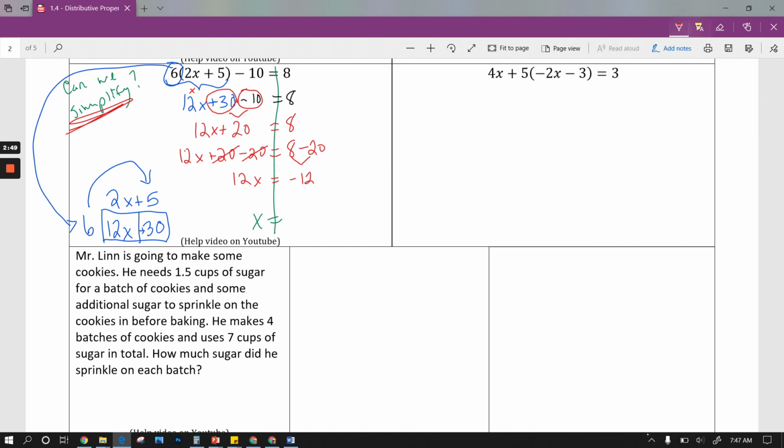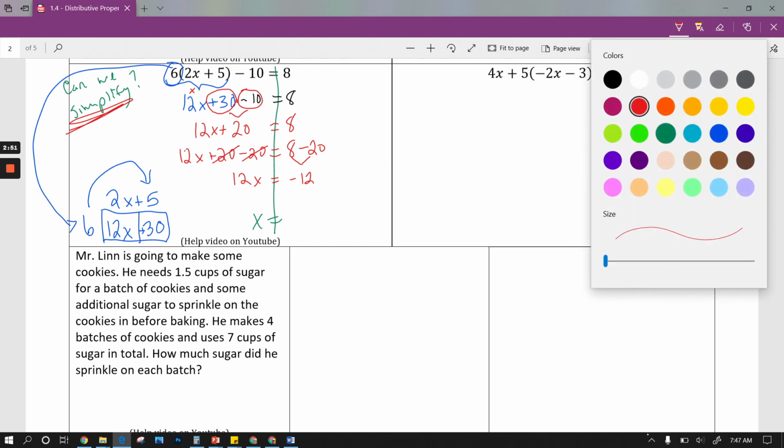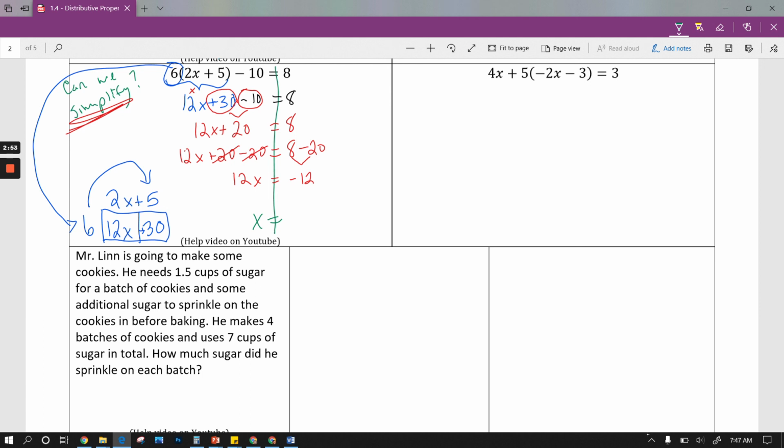I need to make my coefficient equal 1 using inverse operations. 12x is 12 times x, so I need to do the opposite of multiplication, which is division. So I'm going to divide both sides by 12. 12 divided by 12 is 1, which leaves me with x equals negative 1. Now don't forget to check your work and then get started working on this one over here.